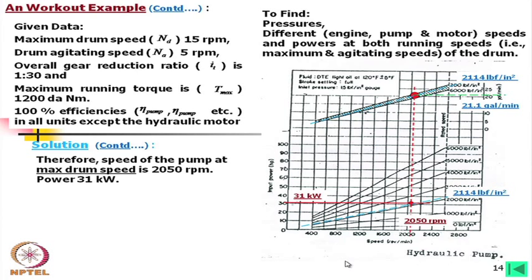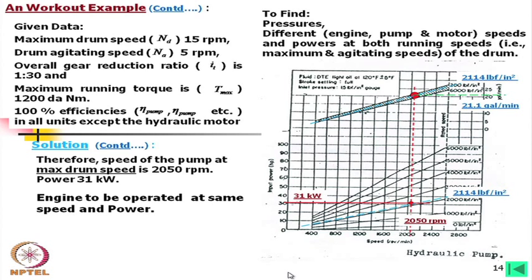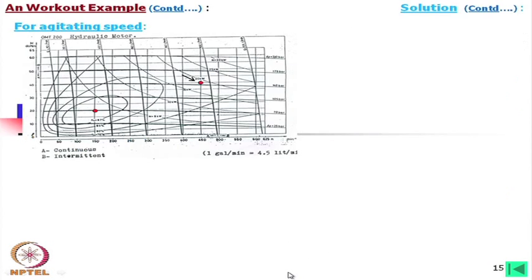Now, therefore, speed of the pump at maximum drum speed is 2500 rpm and it is 31 HP. So, please note these corrections. Engine to be operated at same speed and power. So, we have selected the engine like that.